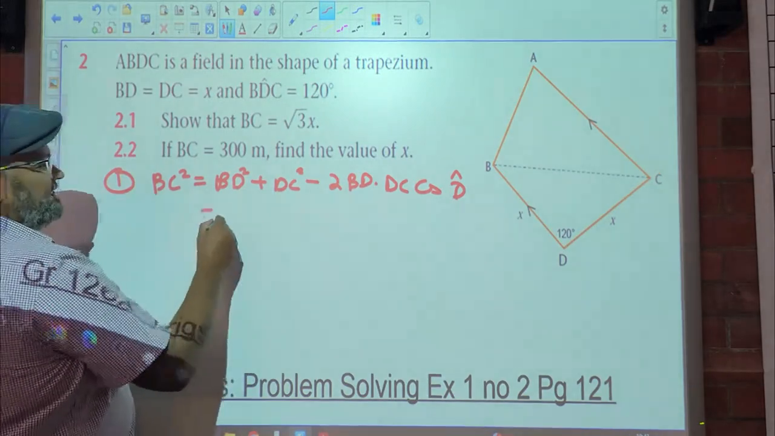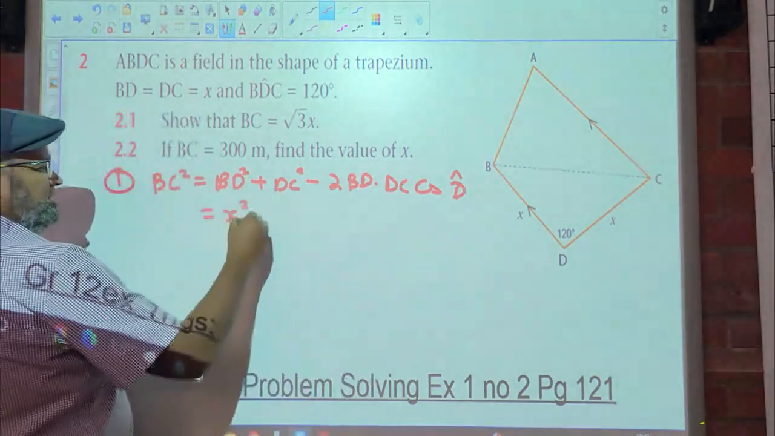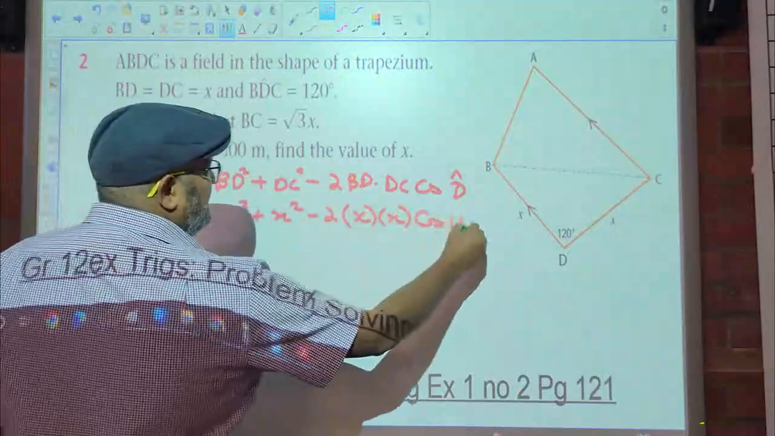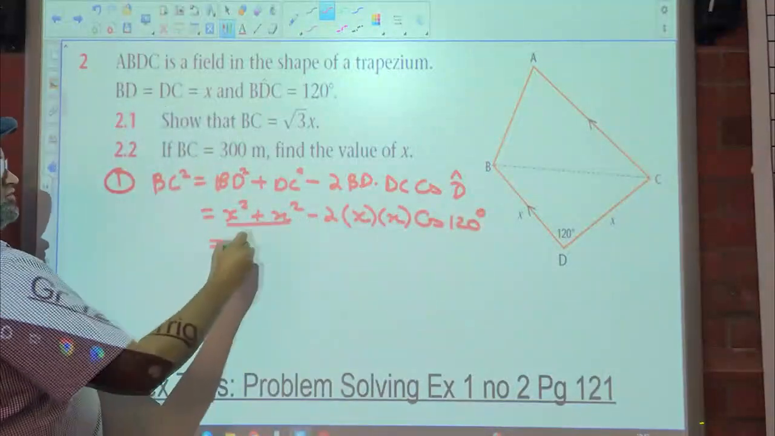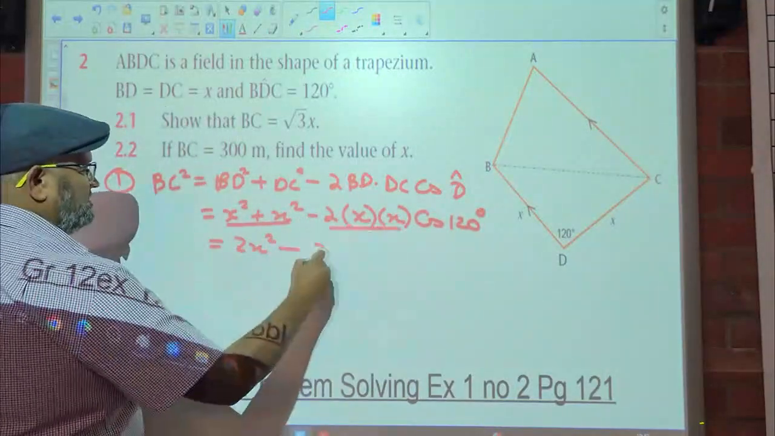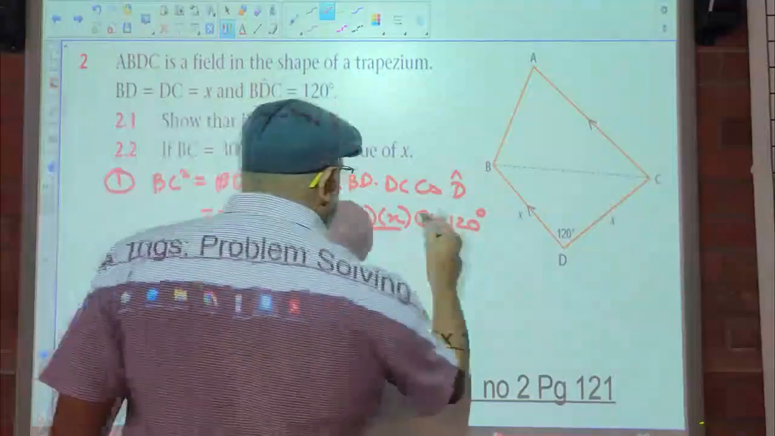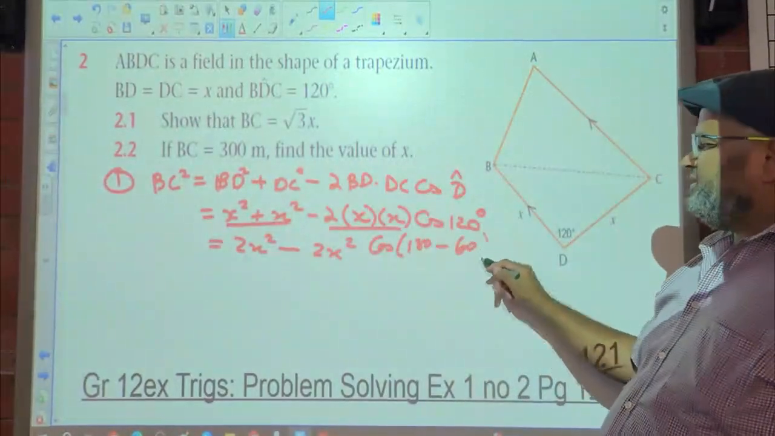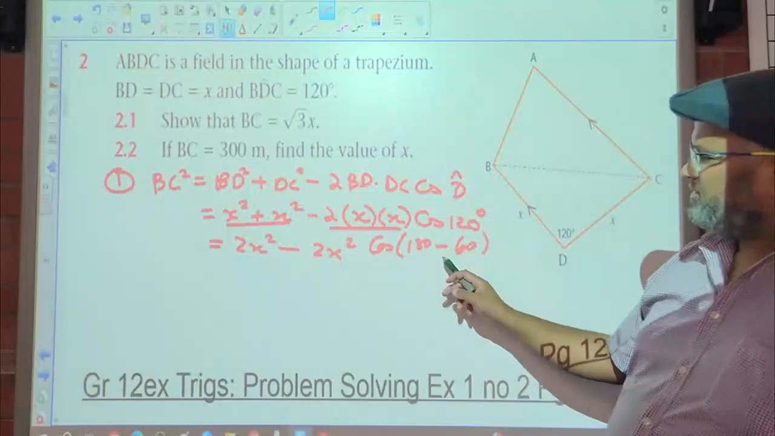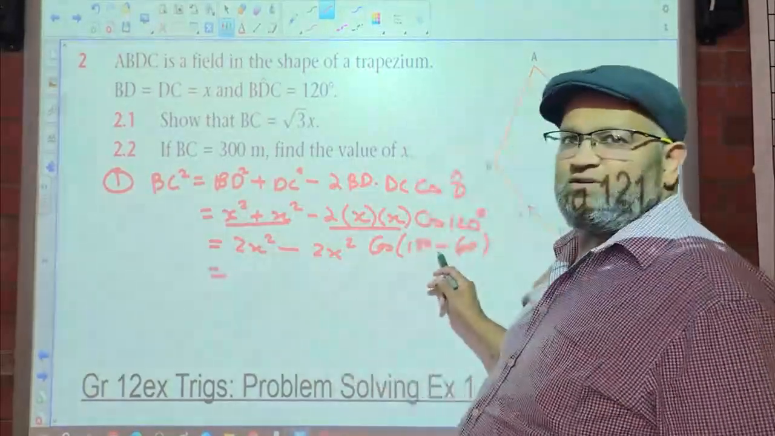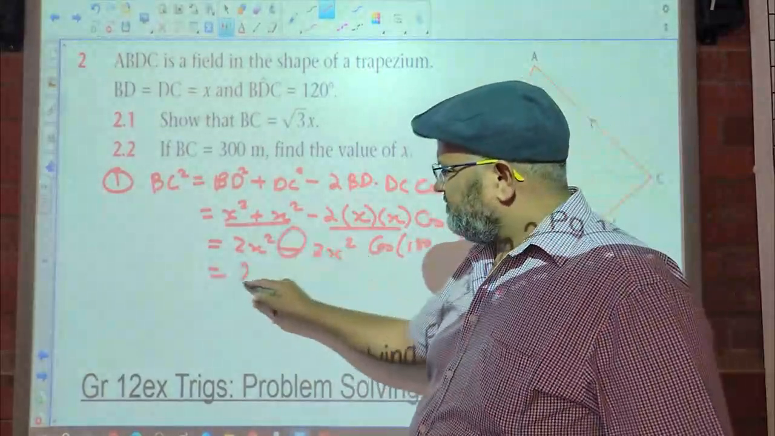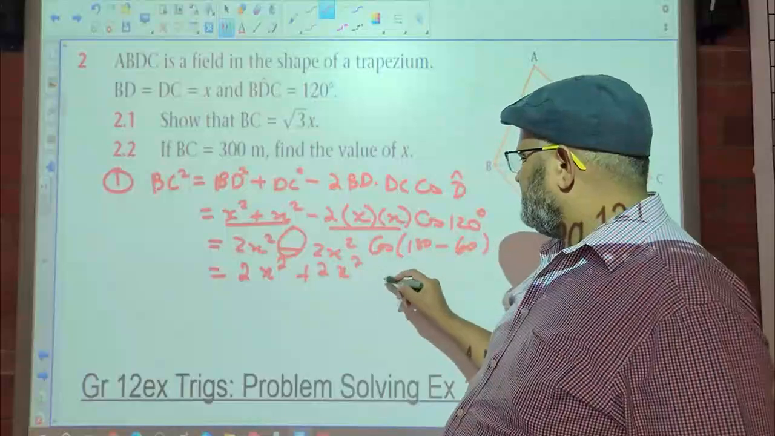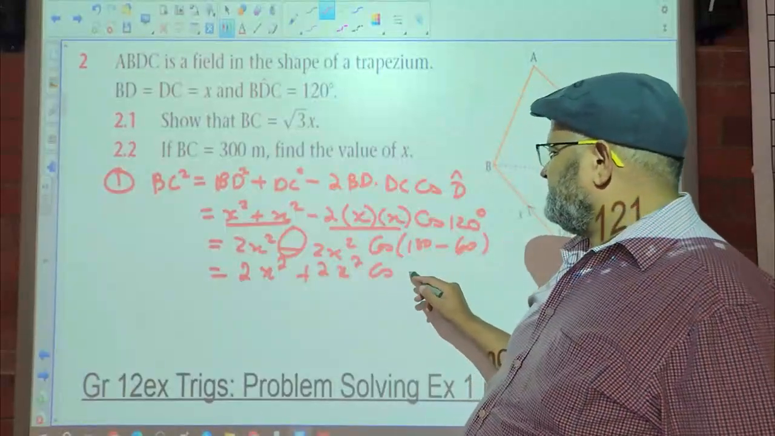Okay. So BD is x, so x squared plus x squared minus 2, BD is x, DC is also x, cos of 120 degrees. So of course that's going to be 2x squared minus 2x squared cos 120. Now cos of 120 is the same as cos of 180 minus 60. So which quadrant is this in? Second quadrant. Cos is negative in the second quadrant, changing this negative to a positive. So some grade 11 work coming into play here. So it's going to become cos of 60.